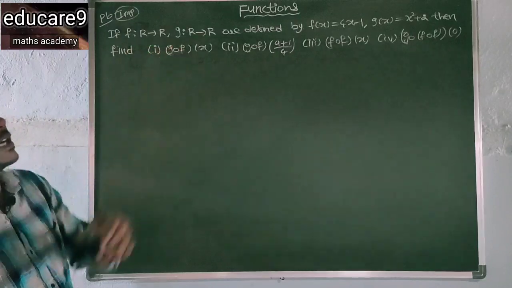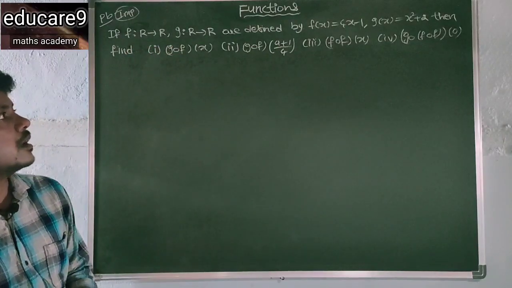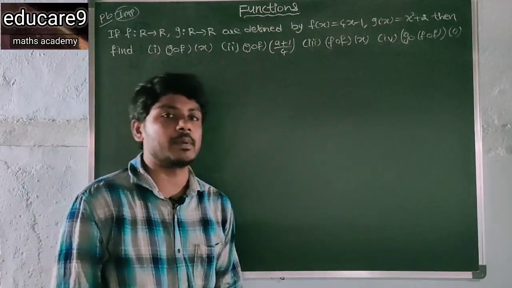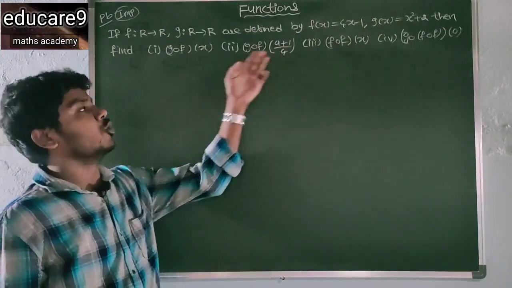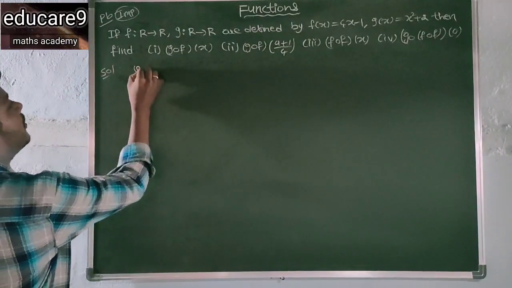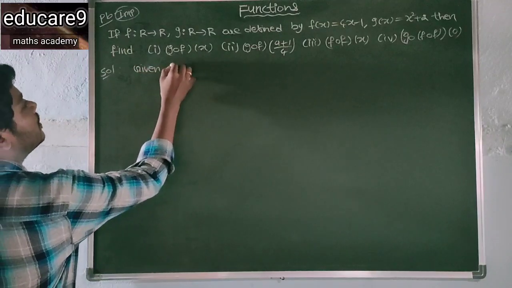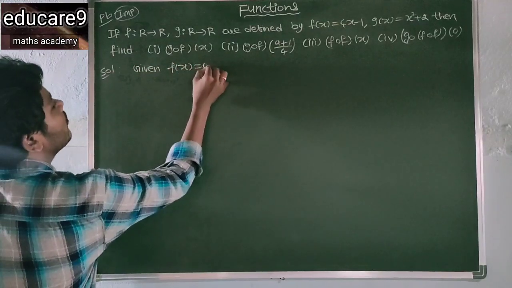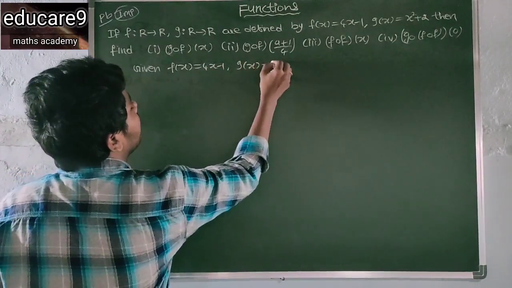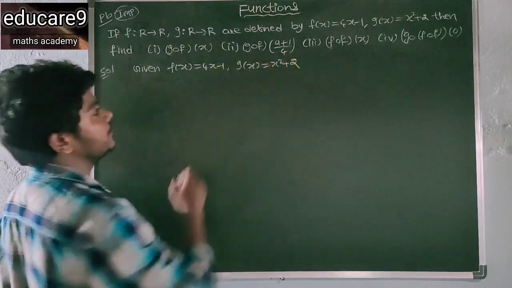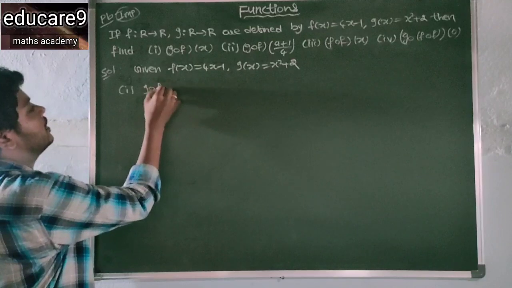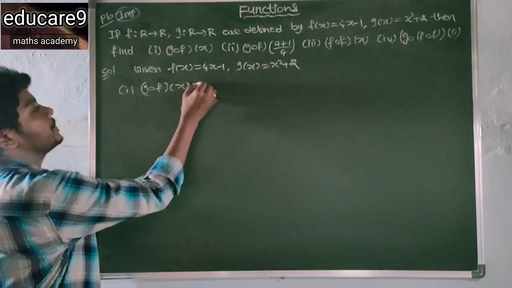f from R to R and g from R to R are two functions that are given by 4x minus 1 and x square plus 2. Then you want to find these four. See here, given f of x is equal to 4x minus 1 and g of x is equal to x square plus 2. See the first one, g circle f of x.